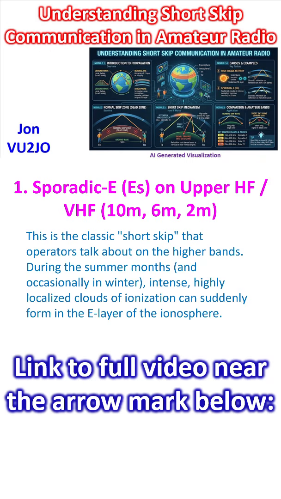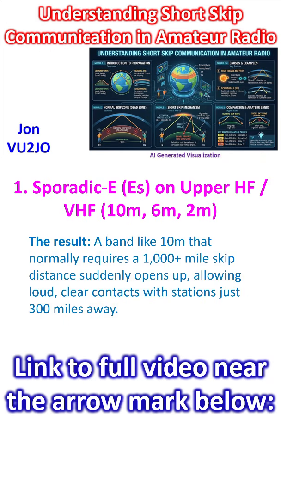Sporadic E on upper HF and VHF, that is 10 meter, 6 meter, 2 meter. This is the classic short skip that operators talk about on the higher bands. During the summer months and occasionally in winter, intense, highly localized clouds of ionization can suddenly form in the E layer of the ionosphere. The result: a band like 10 meter that normally requires a 1000 plus miles skip distance suddenly opens up, allowing loud, clear contacts with stations just 300 miles away.